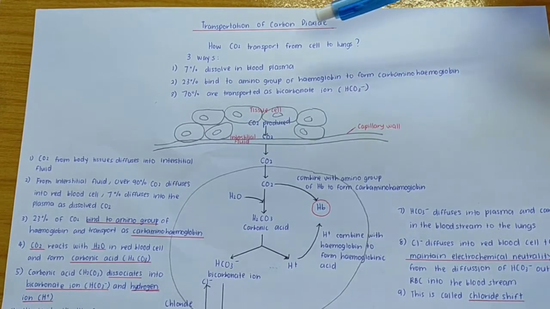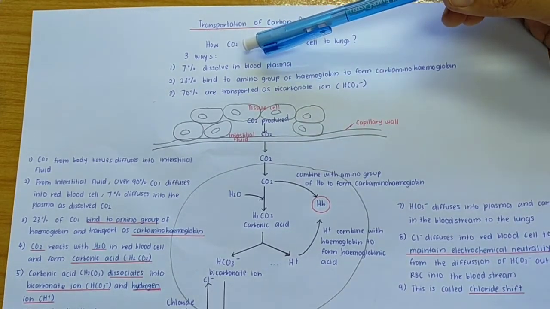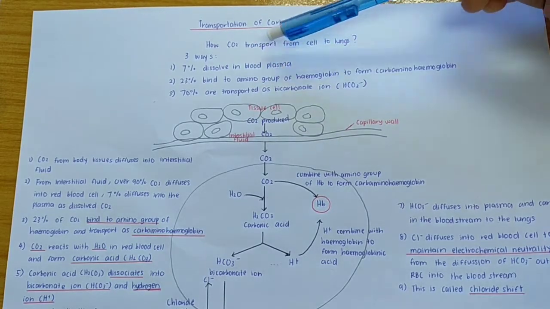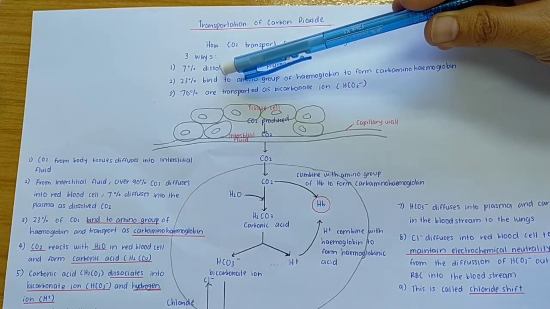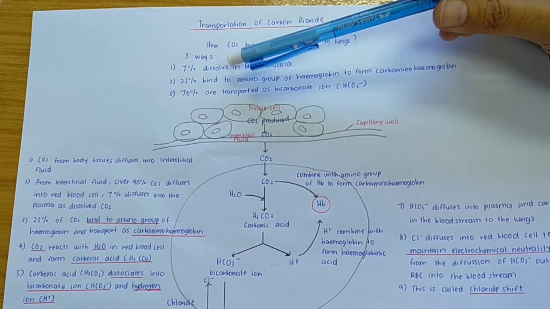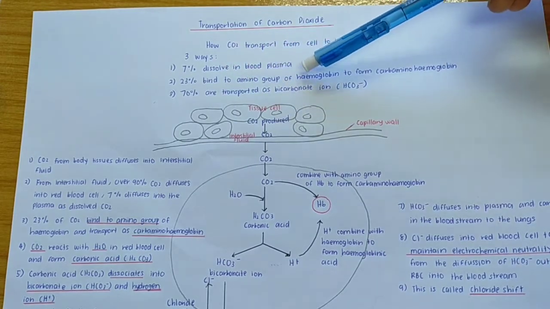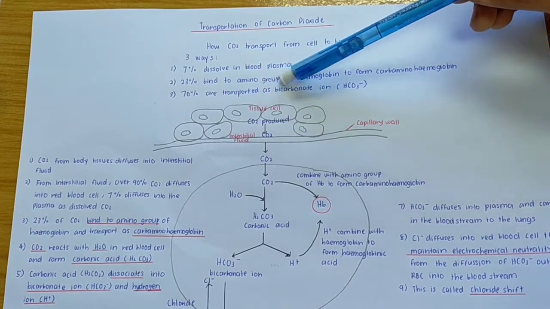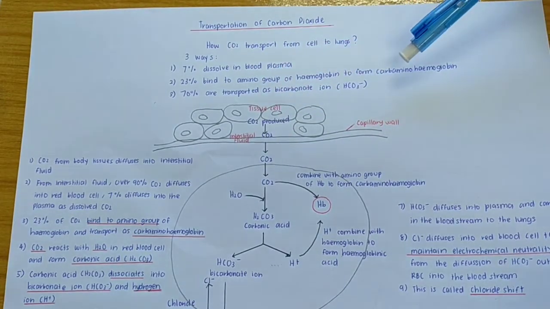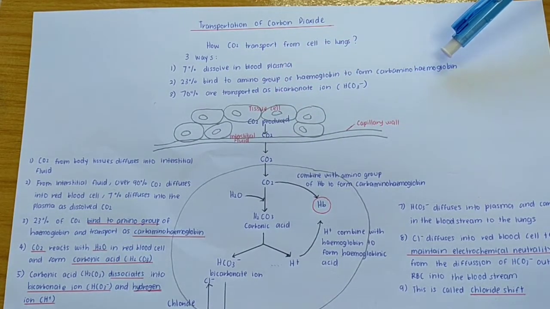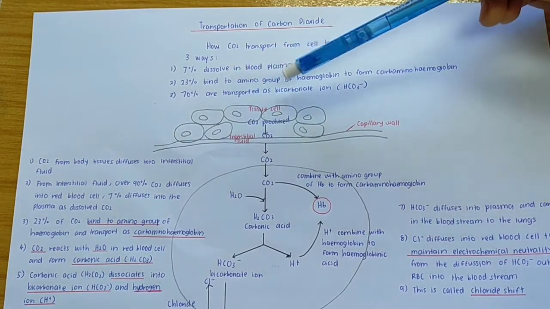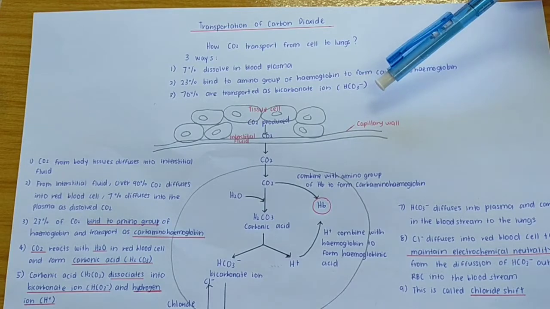So there are three ways to transport carbon dioxide. The first one, 7% of carbon dioxide will be dissolved in blood plasma, and then 23% of the carbon dioxide will bind to the amino group of hemoglobin. So remember, carbon dioxide binds to the amino group of hemoglobin to form carbaminohemoglobin. Okay, and then the rest, 70%, are transported as bicarbonate ion.